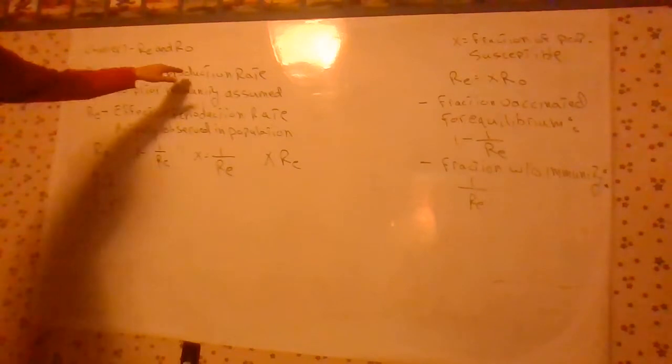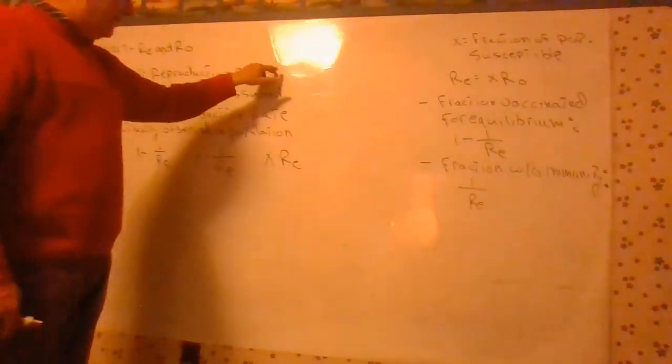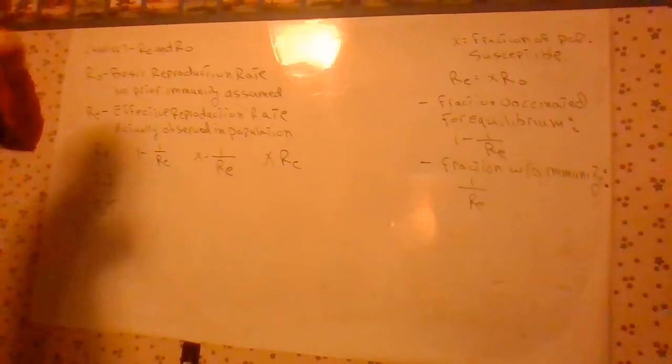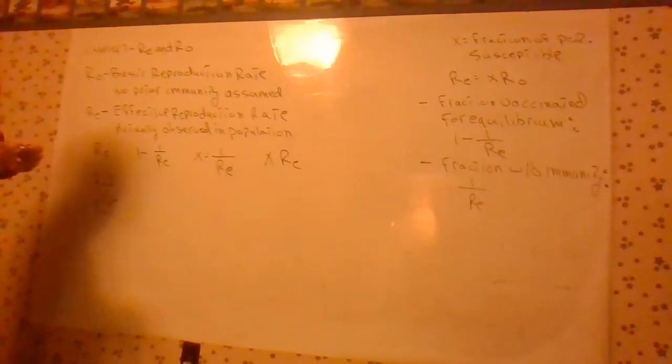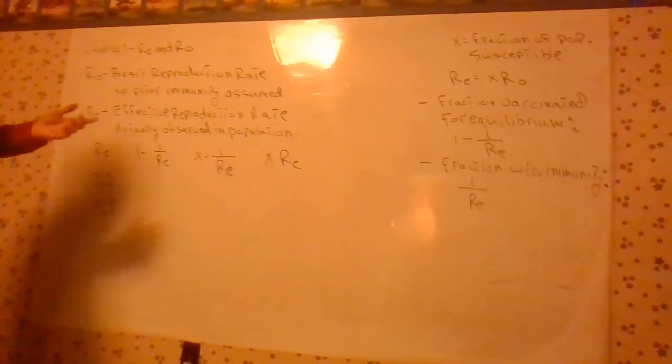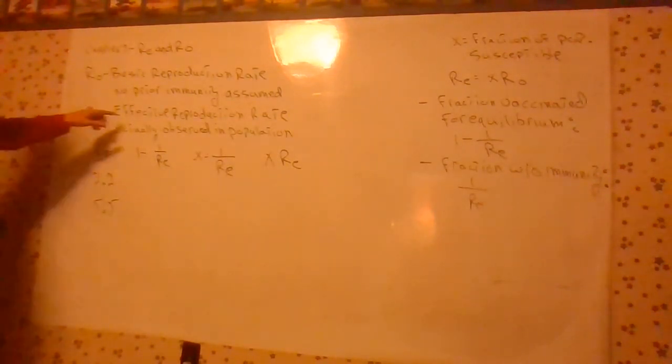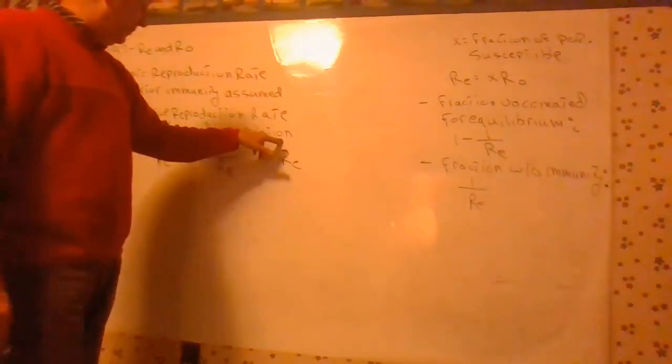That's a theoretical figure that actually is not that practical because there's usually some immunity in a population, either due to prior exposure to viruses or possibly genetic immunity or some other reason. RE is the effective reproduction rate actually observed in the population. So that's generally a lower number than R naught.